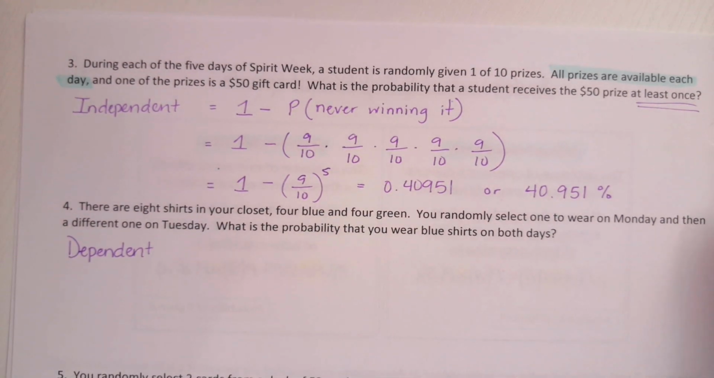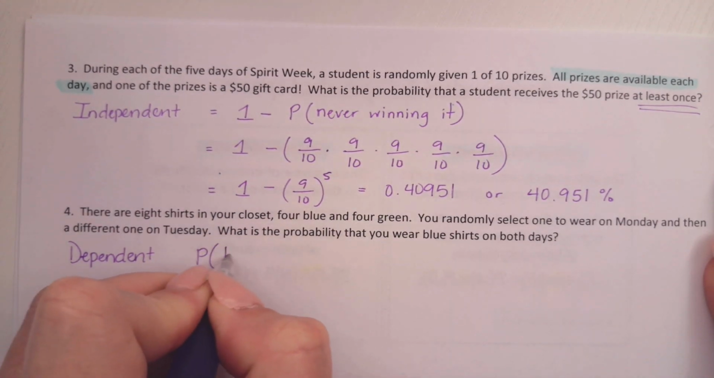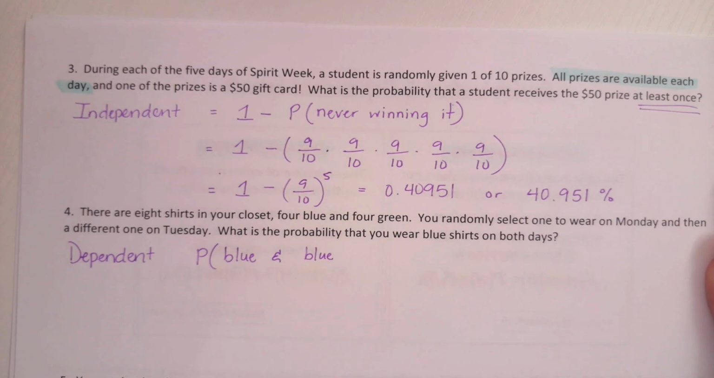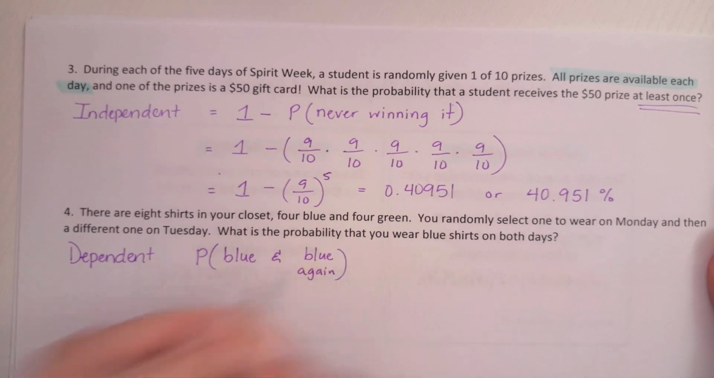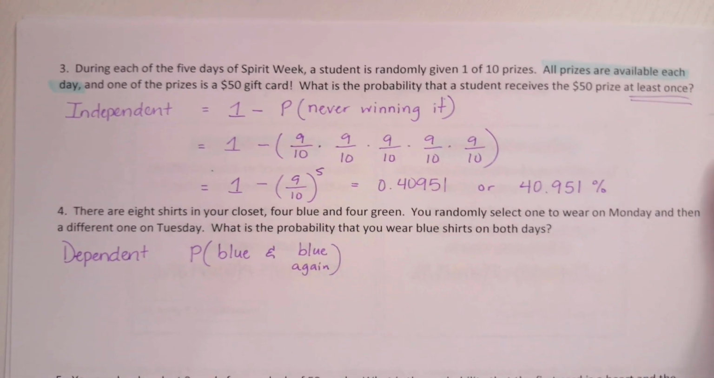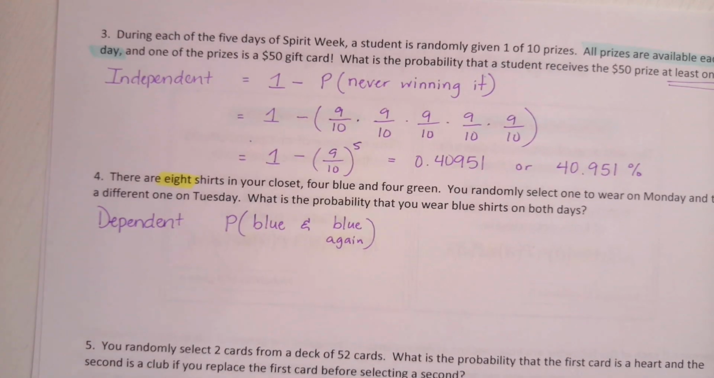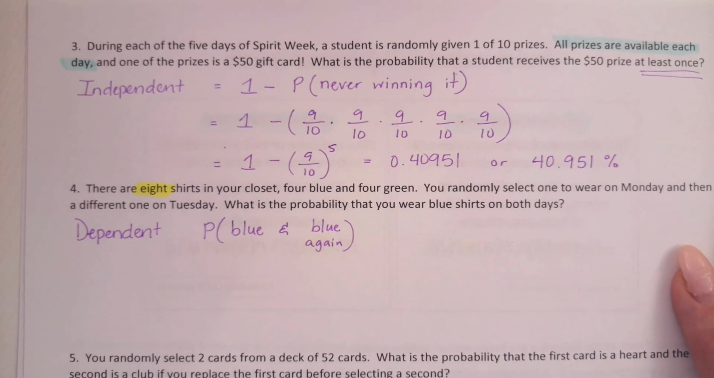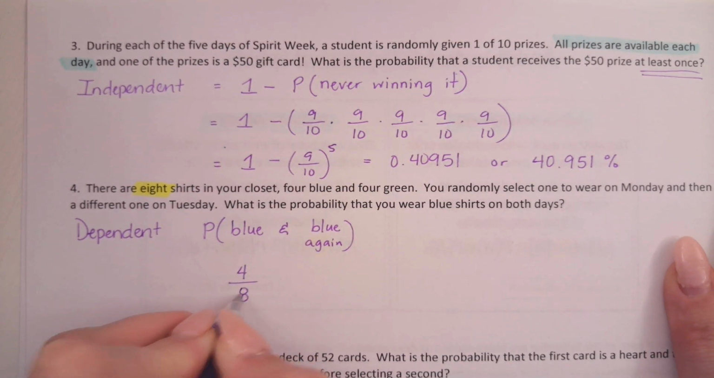Okay, so we're trying to figure out the probability that you wear a blue shirt on both days. So probability of blue and probability of blue given that we already wore blue on the first day. Starting with our first probability of blue. How many total shirts are there? 8 shirts. How many are blue? 4. So my probability of wearing a blue shirt the first day would be? Don't reduce it yet, but 4/8. Very good. 4 blue shirts out of 8 total shirts.